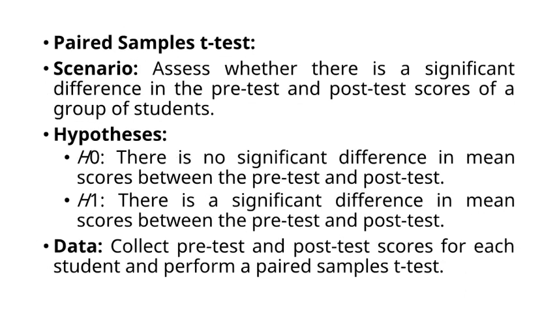Paired samples t-test. Scenario. Assess whether there is a significant difference in the pre-test and post-test scores of a group of students. Hypotheses. H0. There is no significant difference in mean scores between the pre-test and post-test. H1. There is a significant difference in mean scores between the pre-test and post-test. Data. Collect pre-test and post-test scores for each student and perform a paired samples t-test.